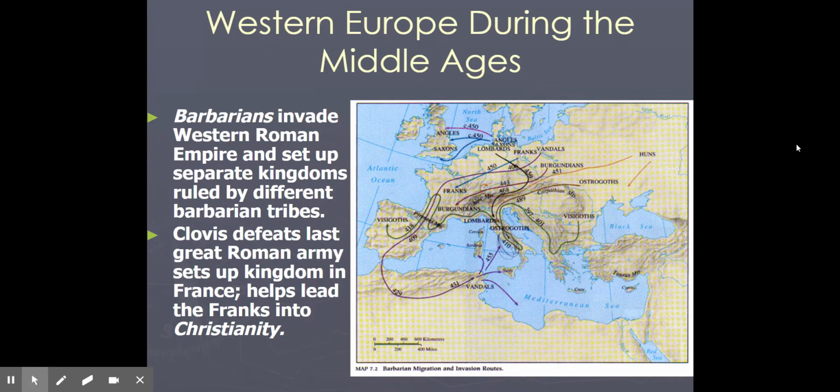So Western Europe, how did it go from once the Roman Empire dissolved? Remember, the Roman Empire fell apart, and the western half lasted until 476. They were destroyed by barbarians. Barbarians were basically people who were not Romans, and they were kind of the ancestors of the European people we think of today.